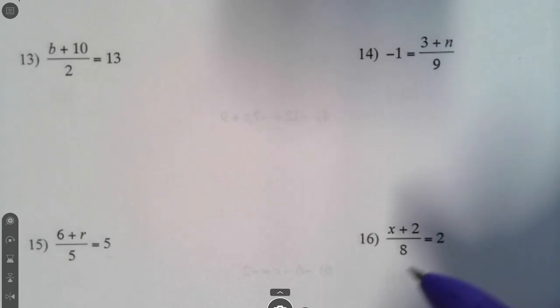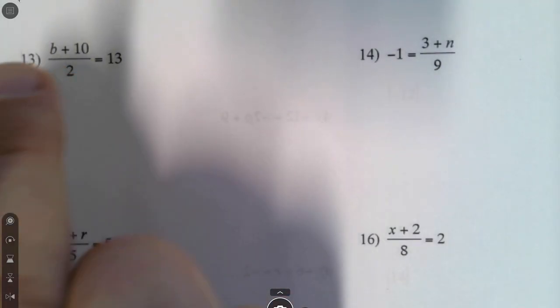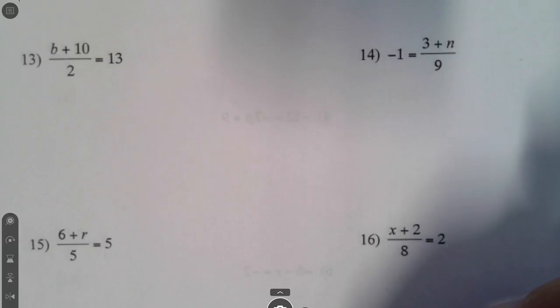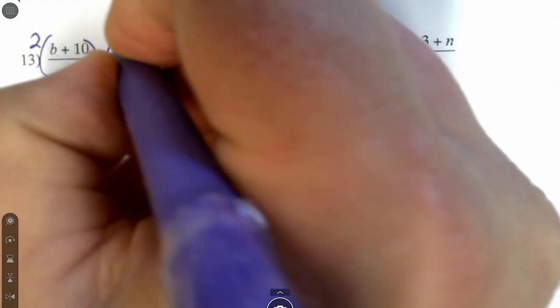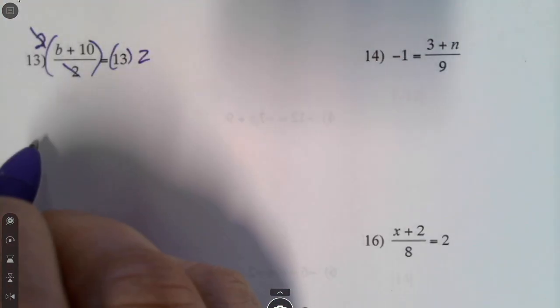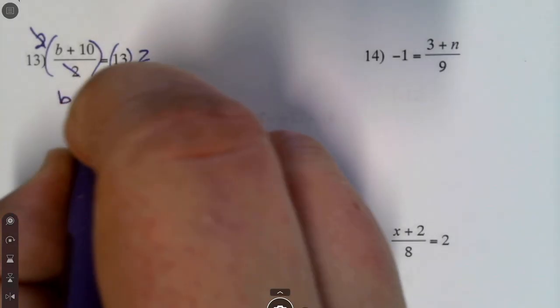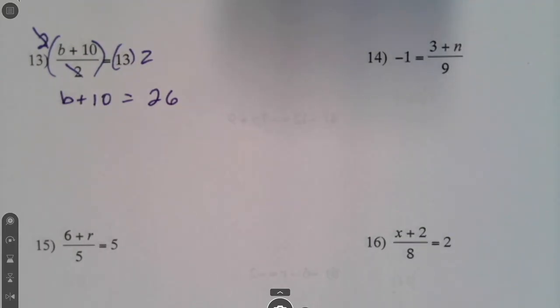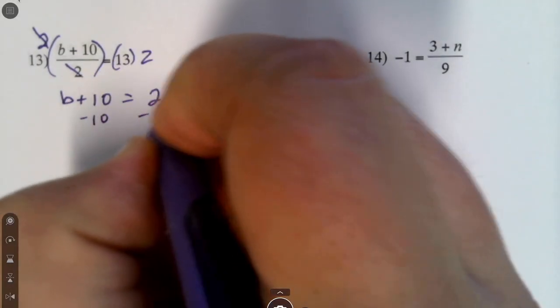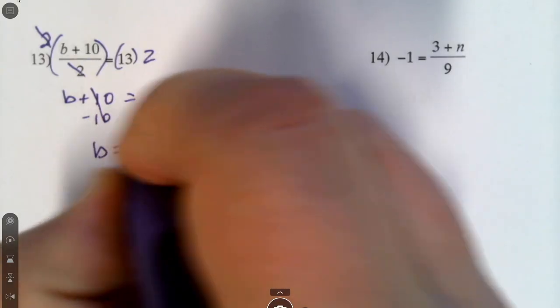The last type is 13 through 19. That's where the entire side, it can be the left or the right side, is being divided by a number. For this type, when you have a whole side being divided by a number, you need to first get rid of the denominator. So in this case, we'd multiply both sides by 2. So the 2's cancel out, because 2 divided by 2 is 1, leaving just b plus 10. And 13 times 2 is 26. And we take care of the constant last, so we subtract 10 and get b equals 16.